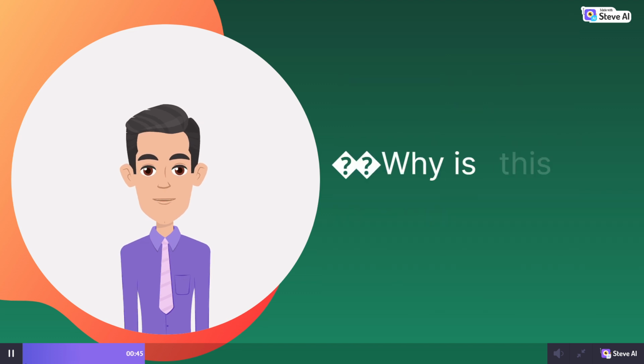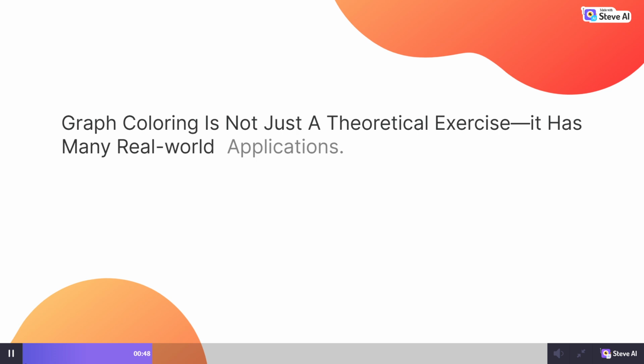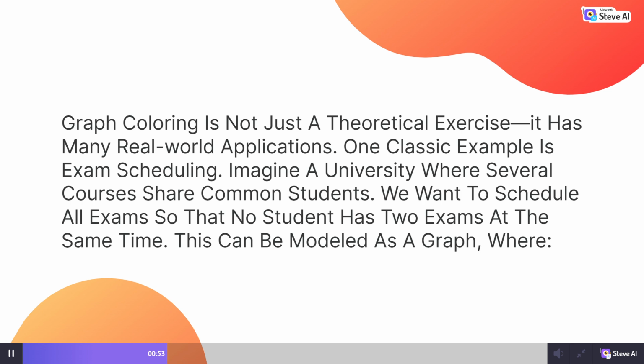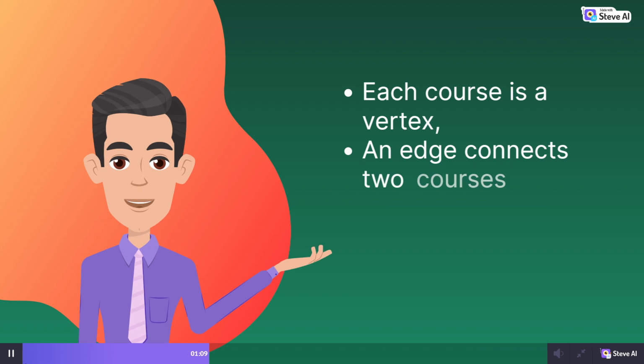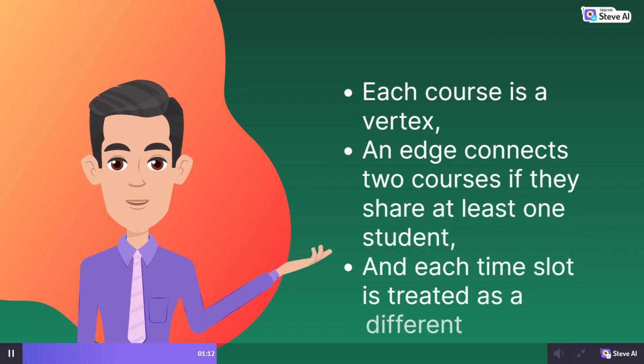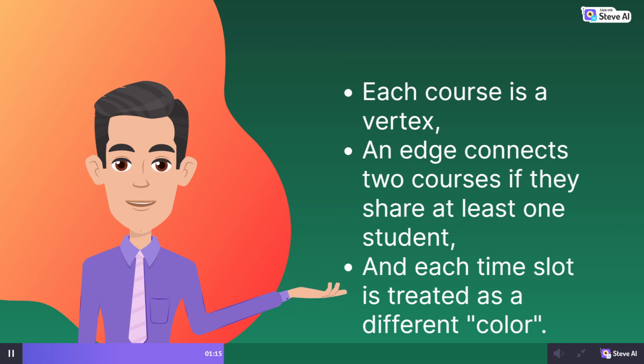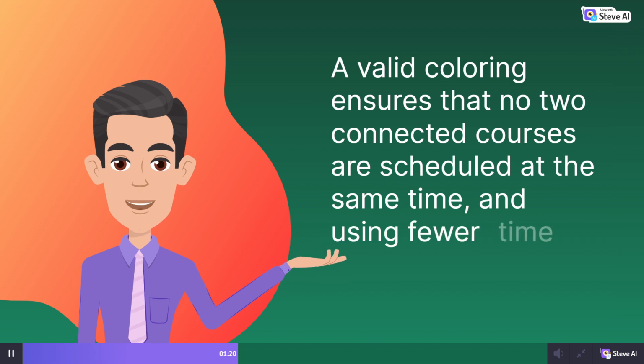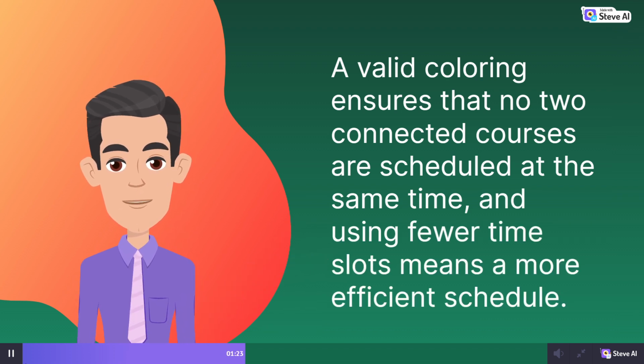Why is this important? Graph coloring is not just a theoretical exercise, it has many real-world applications. One classic example is exam scheduling. Imagine a university where several courses share common students. We want to schedule all exams so that no student has two exams at the same time. This can be modeled as a graph, where each course is a vertex. An edge connects two courses if they share at least one student, and each time slot is treated as a different color. A valid coloring ensures that no two connected courses are scheduled at the same time, and using fewer time slots means a more efficient schedule.